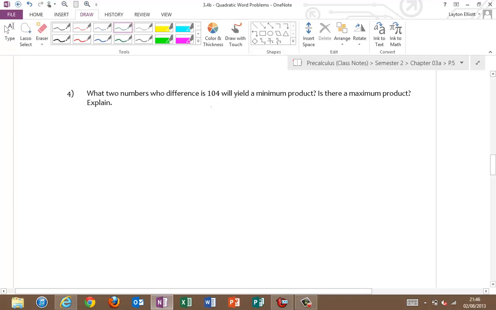What two numbers whose difference is 104 will yield a minimum product? Is there a maximum product? Explain. So two numbers whose difference is 104, let x equal the first number. And if the difference is 104, we can say x minus 104 equals the second number. And the product, actually we'll just say the product p of x equals x times x minus 104.